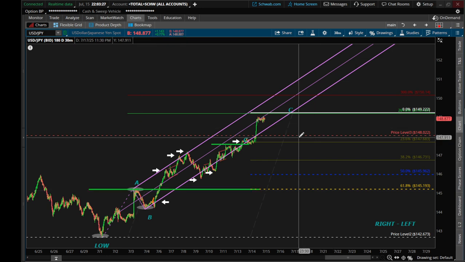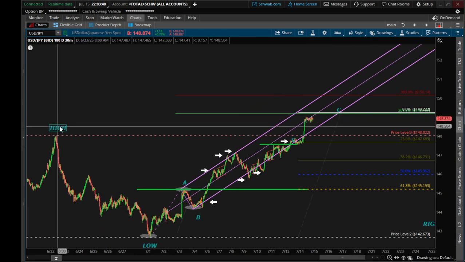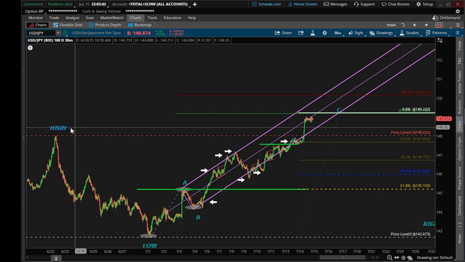We do have a high resistance support level here at 148.2 that we drew in as a high point. Let me slide that over or duplicate it. There we go.